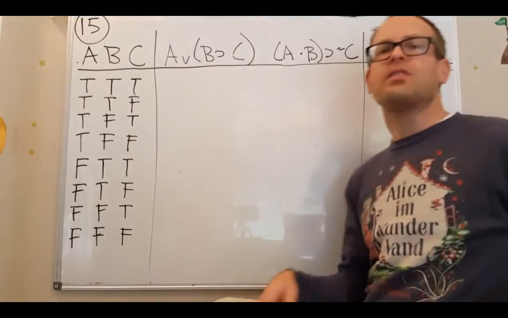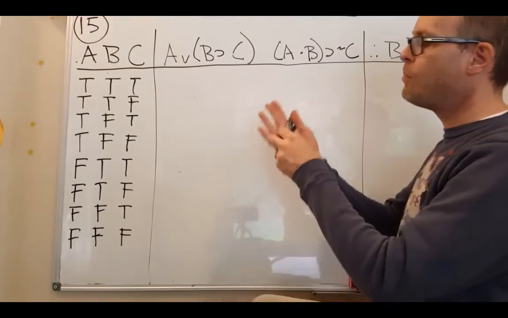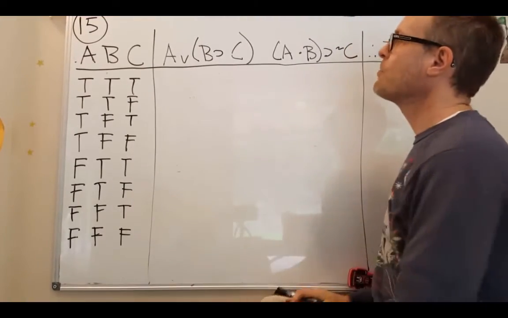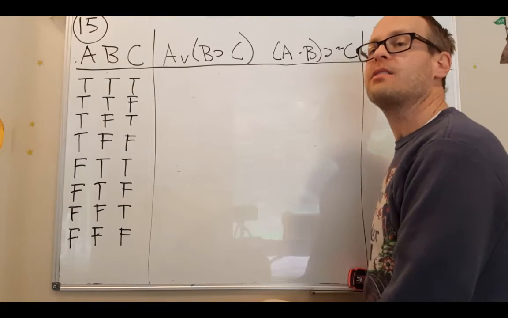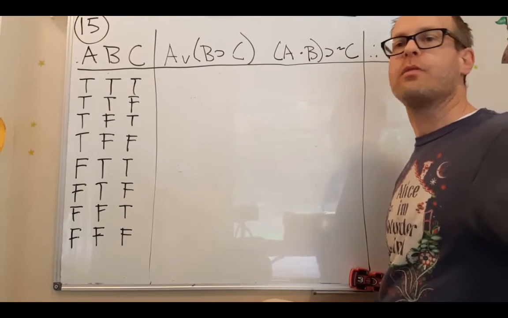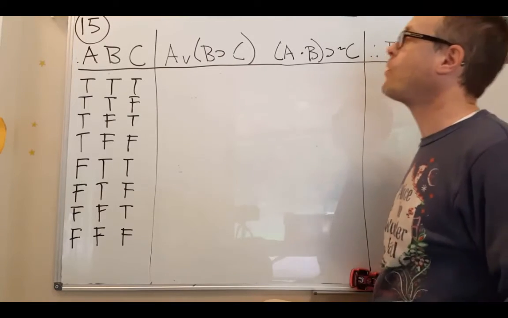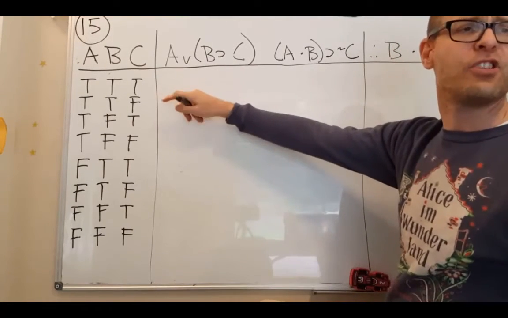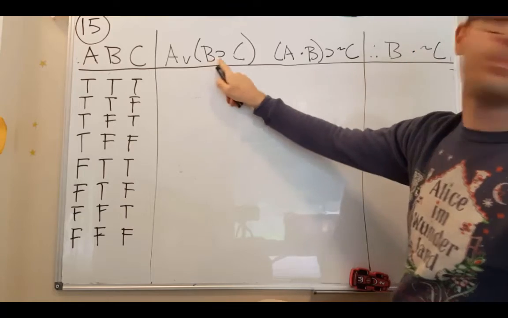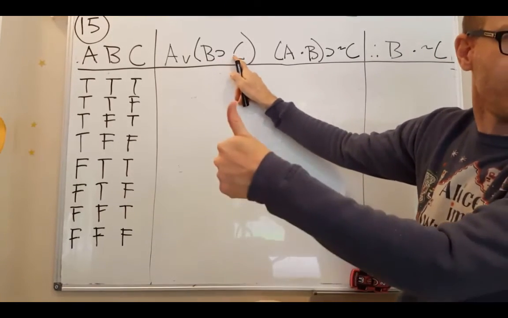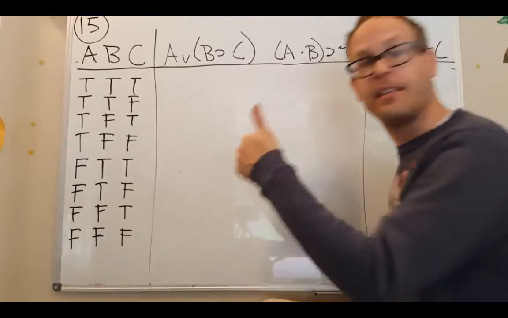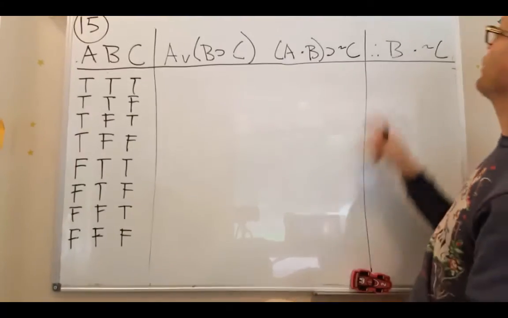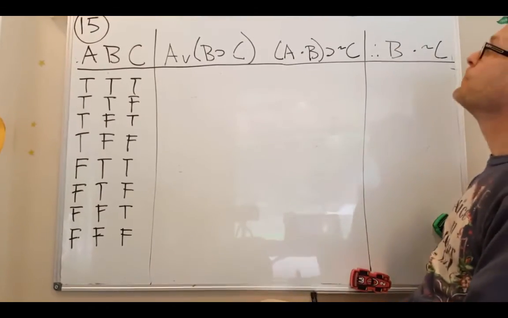Okay, you guys, so this is problem number 15. We're almost done with our mock exam. Remember, this is an argument, and I want to determine whether or not it's valid. So first thing I want to do, remember, check your work, make sure that you wrote it down properly. So I'm going to check. I have A wedge B implies C, that's fine. A and B implies not C, that's good. And our conclusion is B and not C.